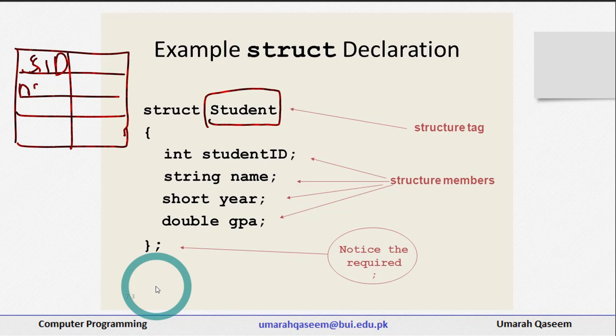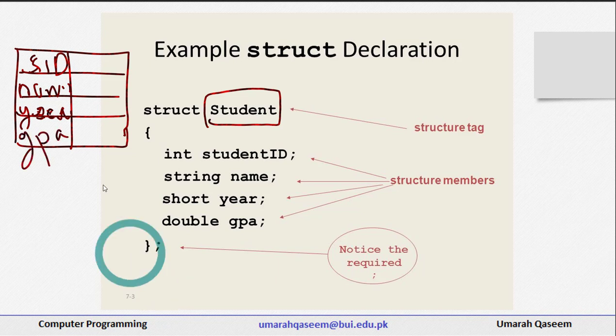The second is name, the third is year, the fourth is GPA. So we have defined the pattern of how our structure will look. We have not declared a structure variable yet. So we will define it first and then we will declare a variable of this student type. We'll do that in a while. Let's see the next example.